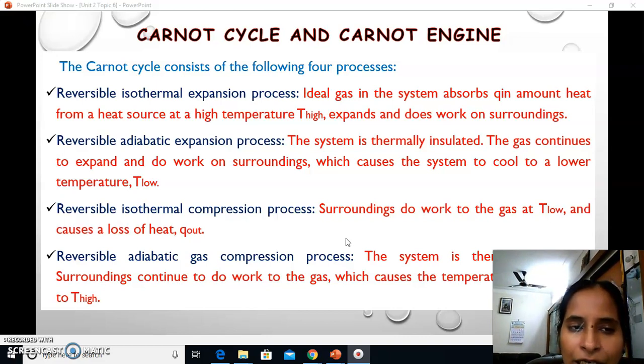The first condition for executing this Carnot cycle is that all the processes should be reversible, and of course isothermal and adiabatic. Isothermal means we have to maintain a constant temperature during that process. Adiabatic means there should not be any heat transfer in or out of the system. So if all these conditions are executed in the right manner, then we could achieve the Carnot cycle.